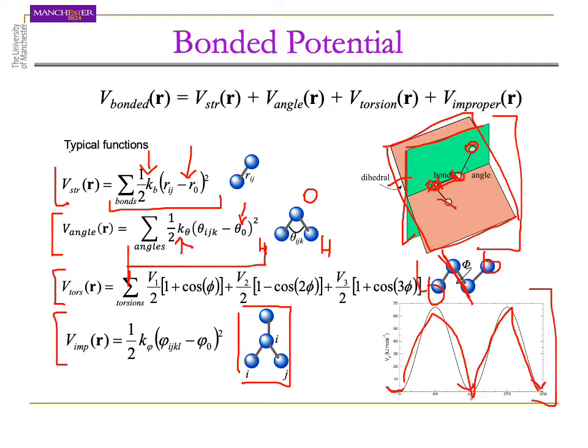let's think about a benzene ring. In the benzene ring, all the six atoms have to remain planar. In this case, we use the improper dihedral to keep the configuration of the atoms in the same plane.